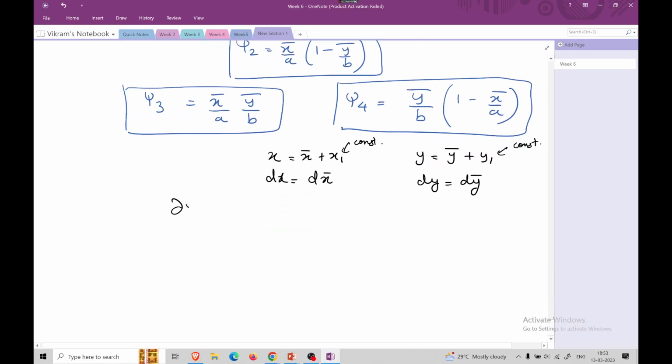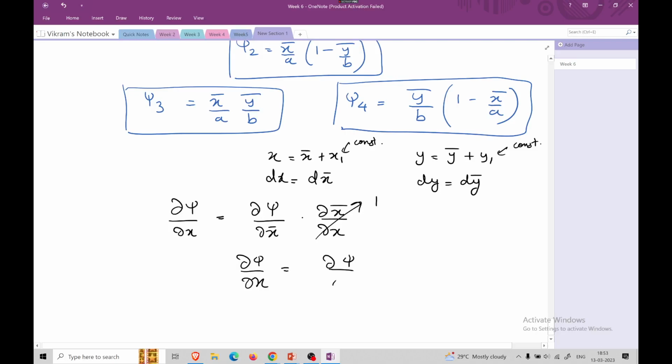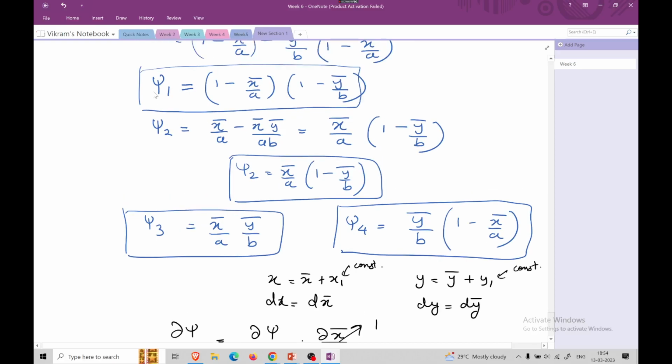Now what will be my dou psi by dou x? I am using the chain rule. So dou psi by dou x bar into dou x bar by dou x. Any doubt here? I just used the chain rule for differentiation. But we have just derived that dx is equal to dx bar, so this will be 1. Which means my dou psi by dou x is the same as dou psi by dou x bar. So I can just differentiate in the x bar coordinate system, and that will be the same as differentiating in the x coordinate system. Essentially I am going to differentiate each of the 4 functions with respect to x, and simply add them.